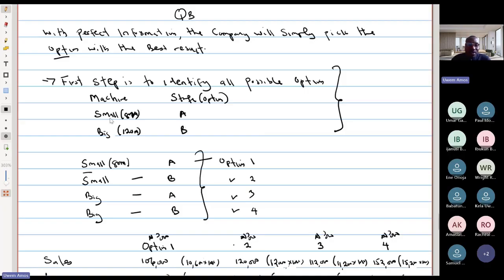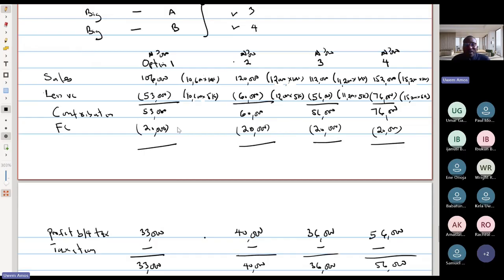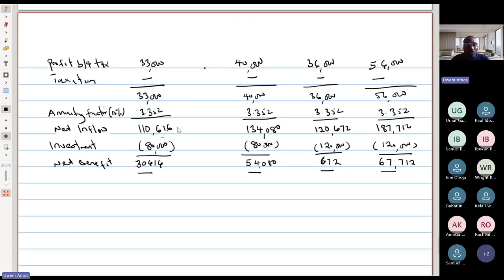You might have a small machine with a state A level of demand, or a small machine with a state B level of demand. You might also have the bigger machine, which costs 120 million, with state A. You could also have the bigger machine with state B happening. So those are all the possible outcomes. Based on that, we then computed what the net benefit would be from each possible outcome. We stopped here. I just did the subtraction just before this class. So this is the net benefit when we subtract the investment from the net inflow. So therein, we have our net benefit.